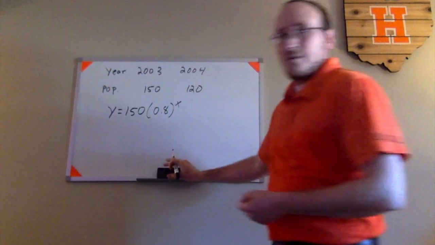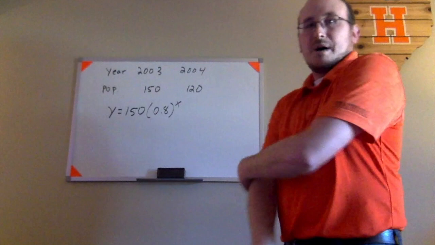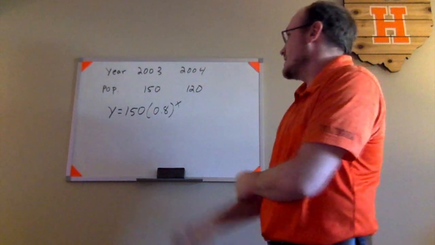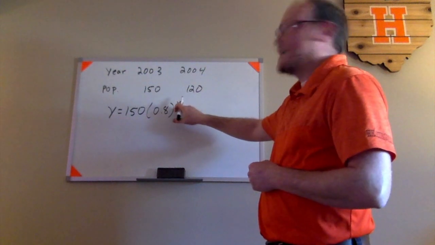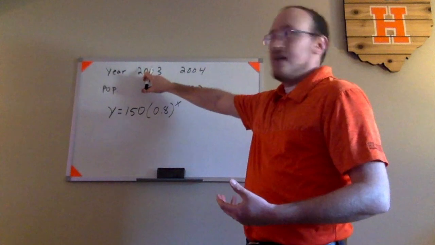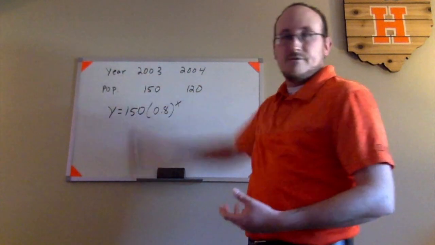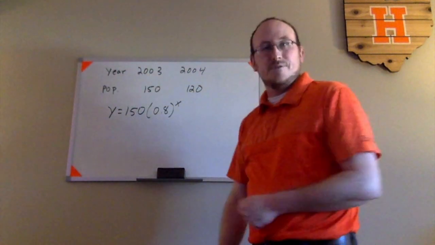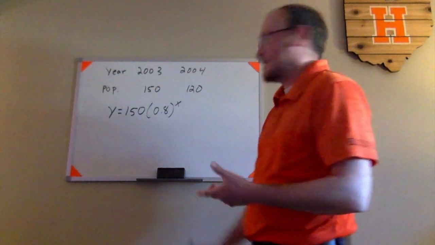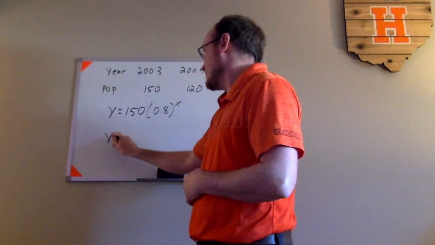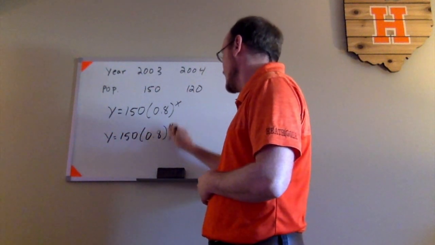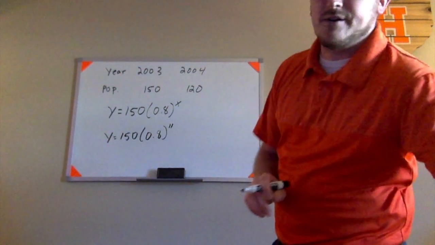Now, the second part of the question wants to know what the population will be in the year 2014. So we need to know what to plug in for this x. And x is standing for the number of years that have elapsed. So from 2003, when we had our initial value of 150, until 2014, 11 years have elapsed. So that's what I need to plug in for x. So I will do y equals 150 times 0.8 to the 11th. And then I'll go to my calculator and I will compute that.